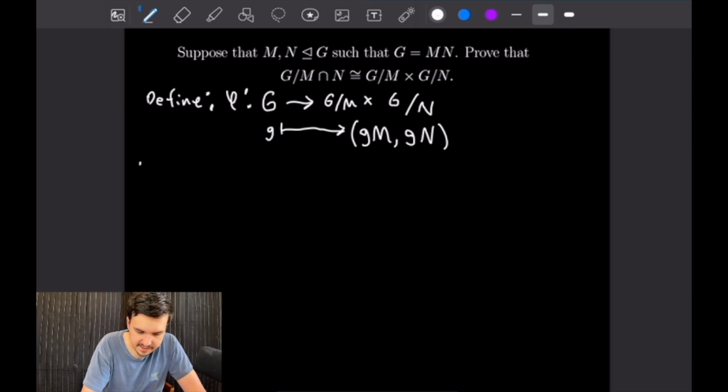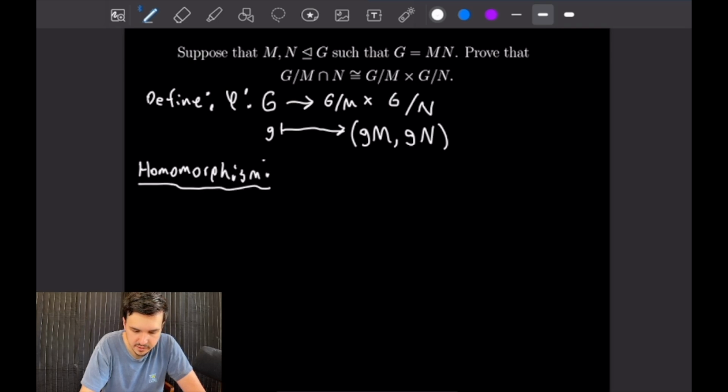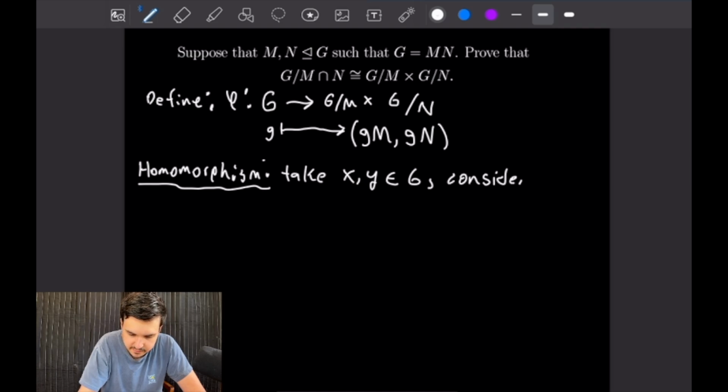So let's first verify that this is in fact a valid homomorphism. To prove that, we're going to begin by taking two elements from our group G. Let's just call them x and y, and like I said, those are going to be in G. Then we want to consider phi of xy, and we want to show that this is equal to phi of x times phi of y. That will in fact verify that this is a homomorphism.